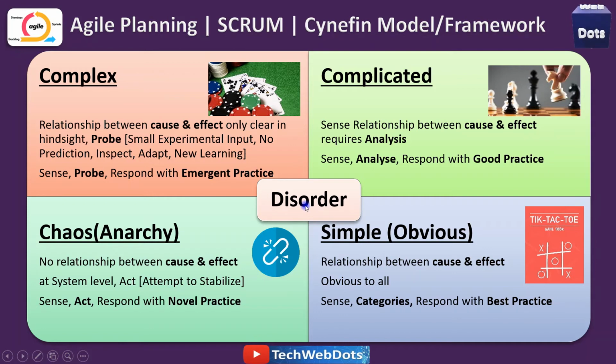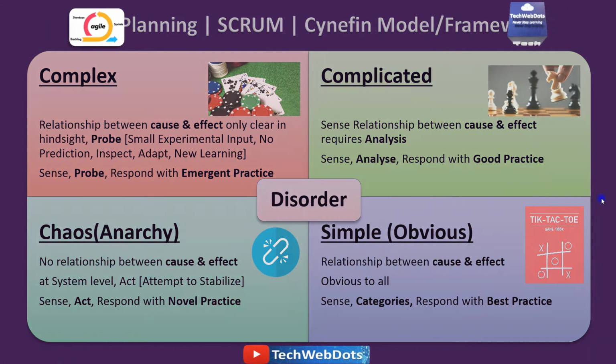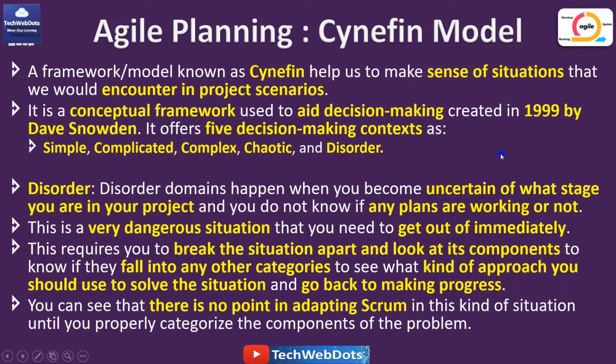Now the fifth one is disorder, which is a confused state, and this is very dangerous if you are working at project level. So let's move ahead to check the definition for disorder especially. The disorder domain happens when you become uncertain of what stage you are in your project, and you do not know if any plans are working or not. This is a very dangerous situation that you need to get out of immediately.